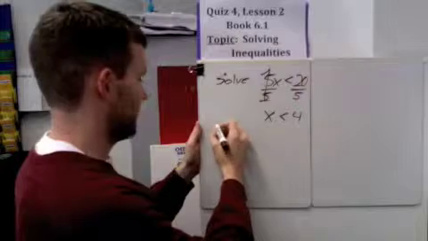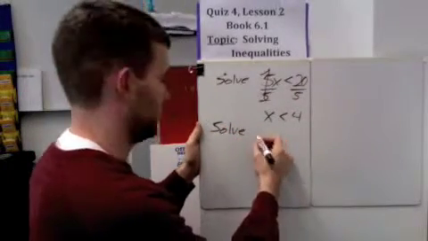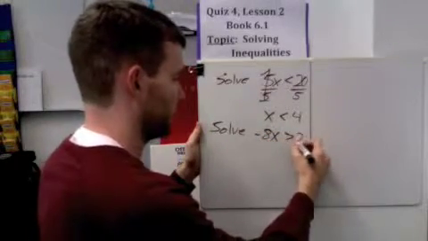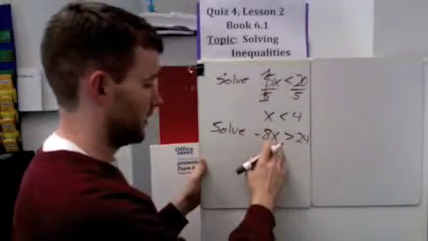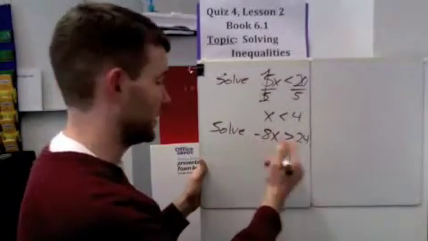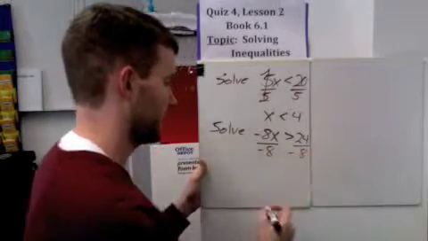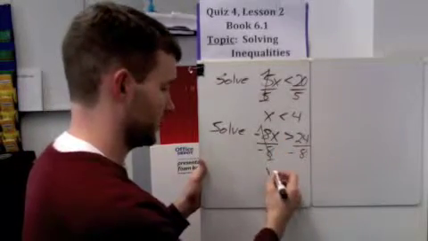So if I said solve, and I gave you -8x is greater than 24. All right, so we would do the same thing. We say x is being multiplied by -8, so we need to divide by -8 on each side. And so that makes a +1, x, which is just x.